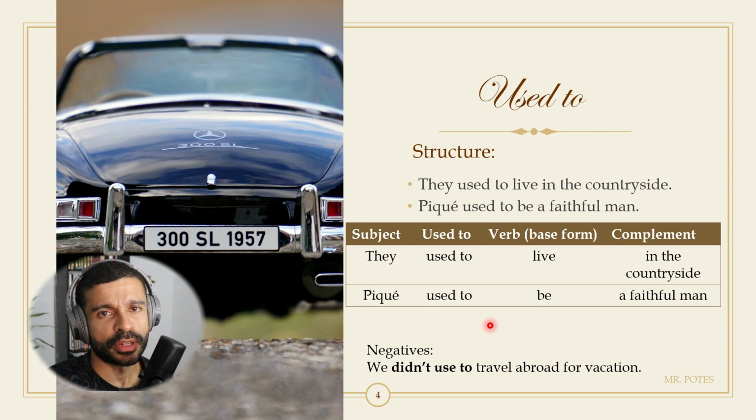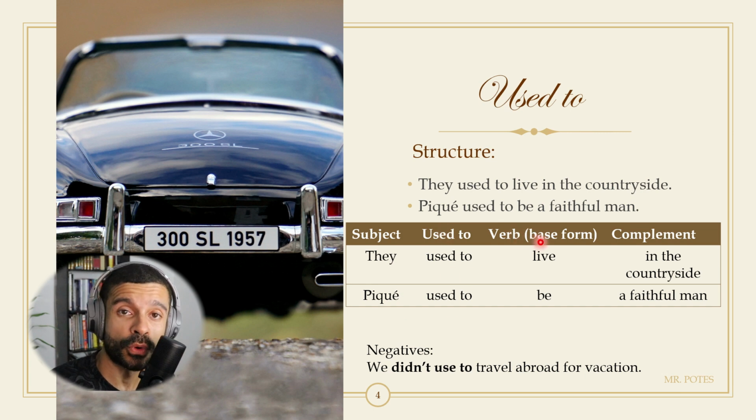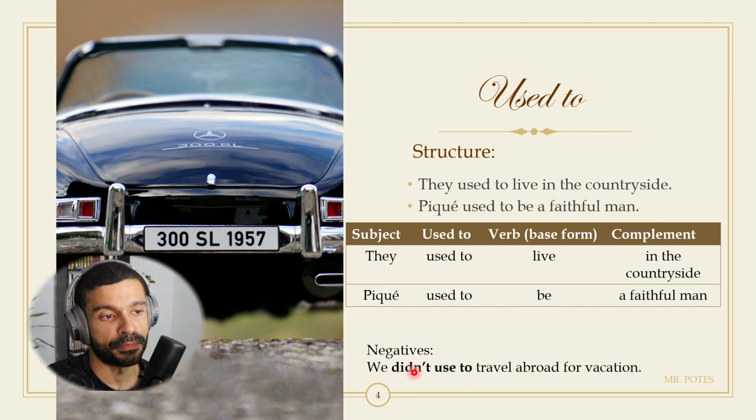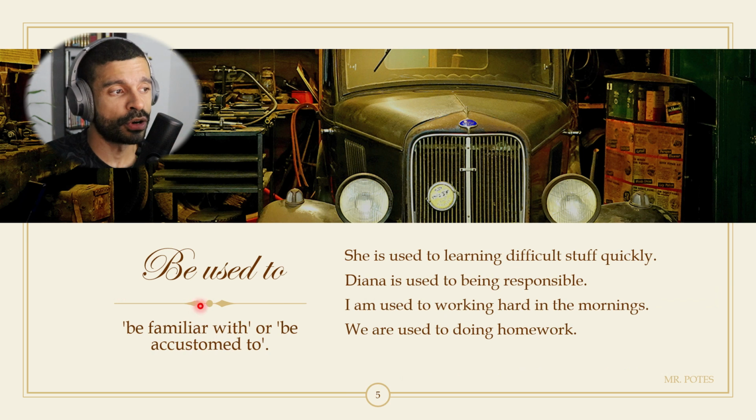Now, let's analyze a little bit of its structure. Subject, used to, verb in the base form, and this is crucial because this is what differentiates used to from the other ones, and the complement. And in negatives, the used to goes in the base form because of the auxiliary didn't, just like it works in past simple.